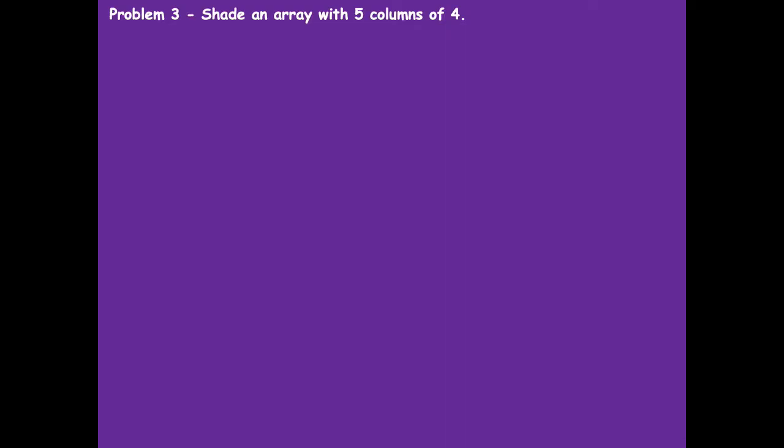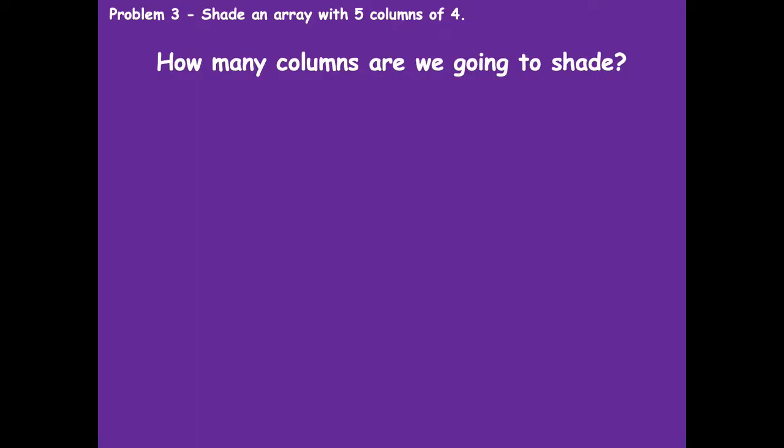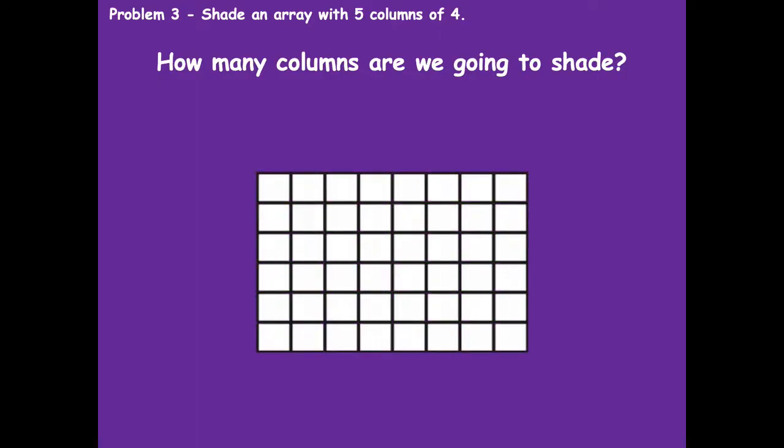So problem 3 says shade an array with 5 columns of 4. So how many columns are we going to shade? Yeah, we're going to shade 5 columns. Remember, this one's switching to columns, not rows anymore. So columns go up and down or side to side. What do you think? Yeah, they go up and down, right?